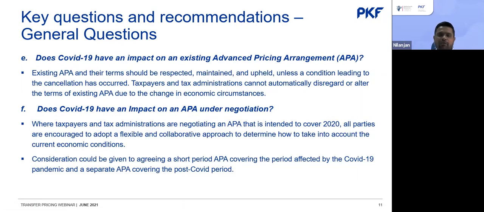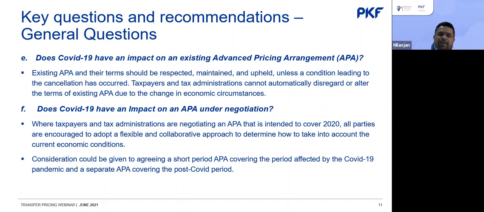I'm sure a lot of you have very complex business structures, and many of you might have already applied for an APA. Some of you already might have an existing APA. An APA is nothing but an arrangement with the tax authorities saying that, okay, this is what I'm going to do. Because I've already agreed with you on how I'm going to do the transfer pricing, you will not scrutinize me. Me and you already agree to the methods and the pricings. But because of COVID-19, should that have an impact on the APAs?